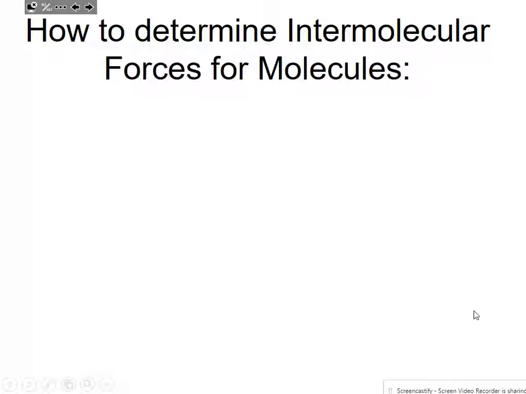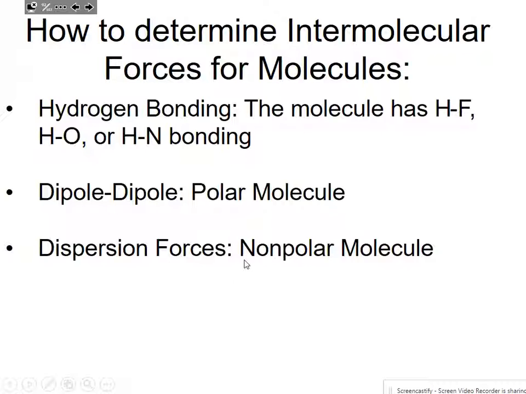So now, how do I determine intermolecular forces? You always check first for hydrogen bonding. Does the molecule have HF, HO, or HN bonding? Then you check whether the molecule is polar. If it's polar, dipole. If it's nonpolar, you're going to say that it's dispersion. Now, what if you have more than one type of intermolecular force? You don't write that it has all three types. What you're going to do is pick the strongest.